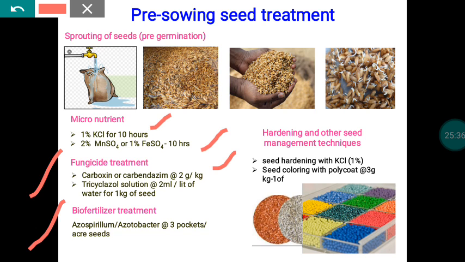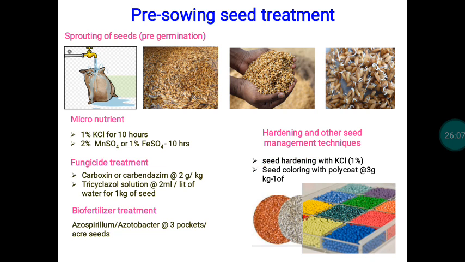Similarly, we can infuse biofertilizers. We can treat the seed with azospirillum and azotobacter. The recommended quantity is 3 packets per acre of seeds. With this, the microbes will be inoculated. The inoculated microbes will help the seed and the seedlings to fix atmospheric nitrogen. So these are all the advantages of biofertilizer treatment.